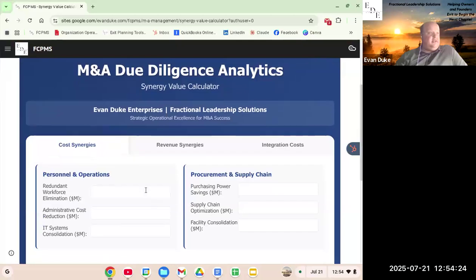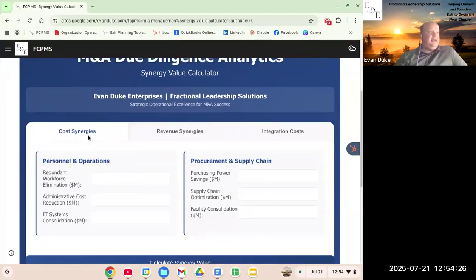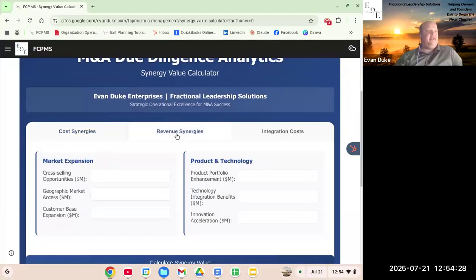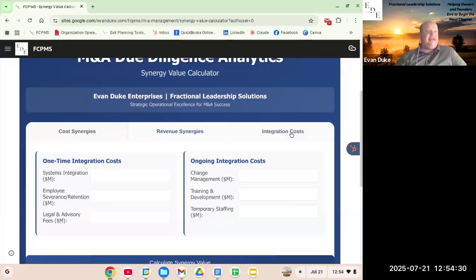And what this is going to do simply is we're going to put in information on the cost synergies and the revenue synergies, and then the actual integration costs, both one-time and ongoing. Once we have done that, we'll be able to calculate, and that will show us whether there is high synergy or low synergy.